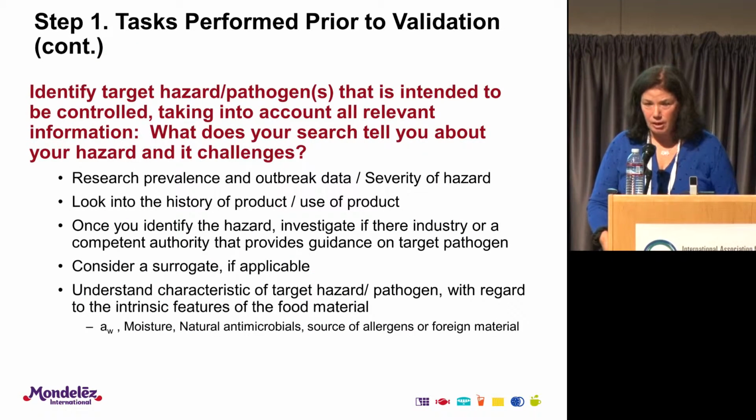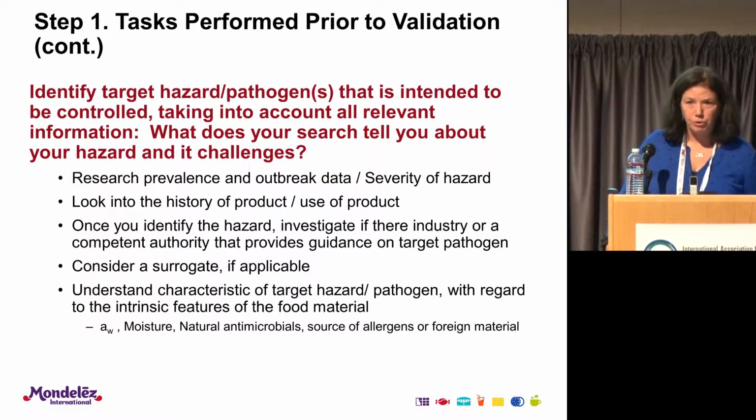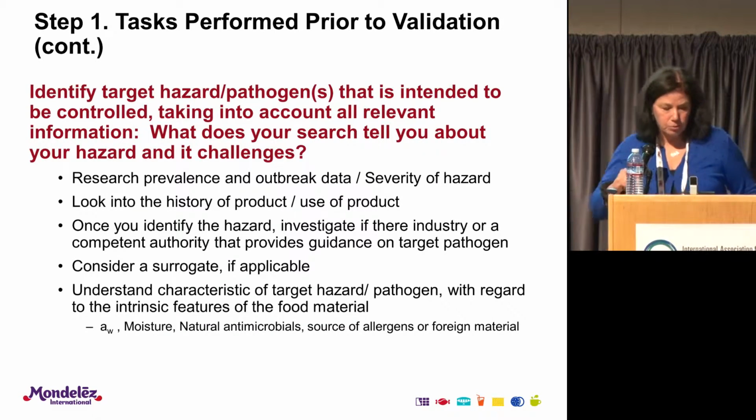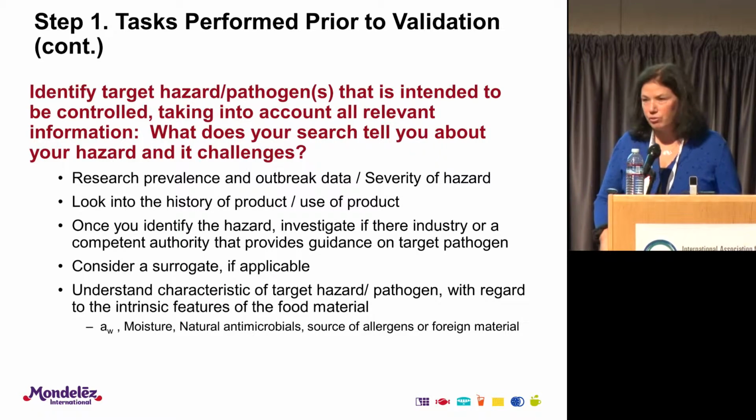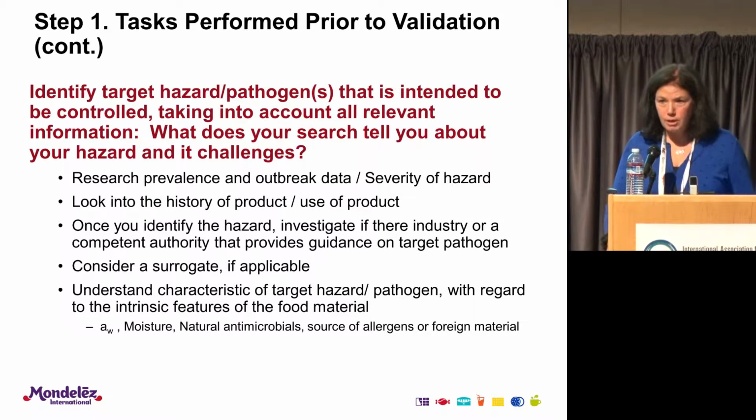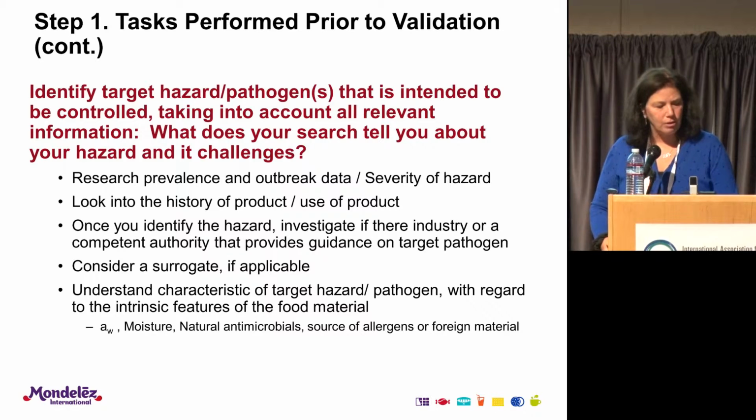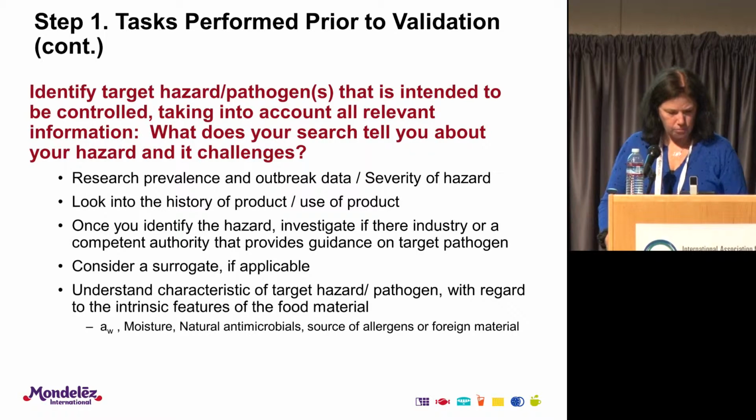And then back to the tasks performed prior to validation. The next thing you want to do after your background research is to identify the target hazard or the pathogen that's intended to be controlled, taking into account all relevant information. So what did your search tell you about your hazard and its challenges? Did you look at prevalence and outbreak data? What is the severity of the hazard? Did you look into the history of the product and the use of the product?